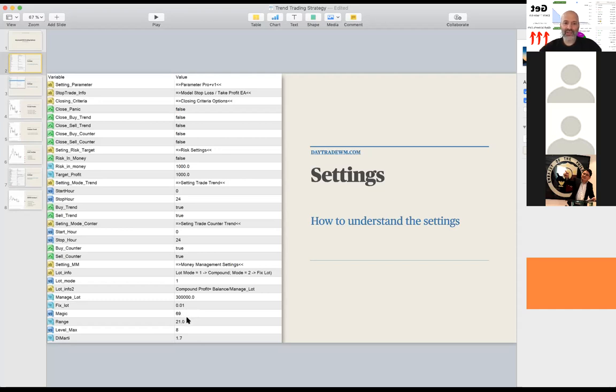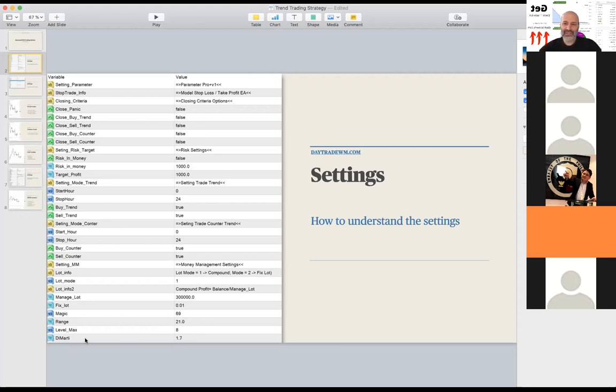Now, if you are activating the grid, how can you deactivate the grid? If you don't want the grid to work, so you only want one trade to open, then you have to put the level max to 1. If you put the level max to 1, you will not have a grid. Okay, you will just have one trade open at a time. And if you want a grid, you can select how many maximum levels in the grid you want. Now, the range is the distance in pips between the levels of the grid. I will be explaining the grid, what a grid is, and how it works later on.